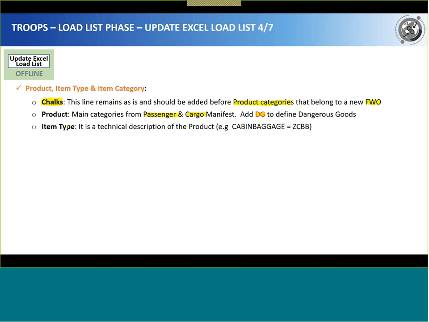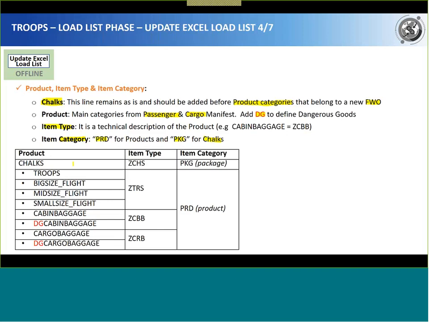We have the item type, that is more of a system field to identify the different type of item, and the item category. That is basically PRD for products and PKJ for the package, for the chocks. So basically we have the summary line item, the chocks, that would contain the different types of items included in that shipment. The item category for chocks is PKJ, the package, and then the other ones are flagged as products.